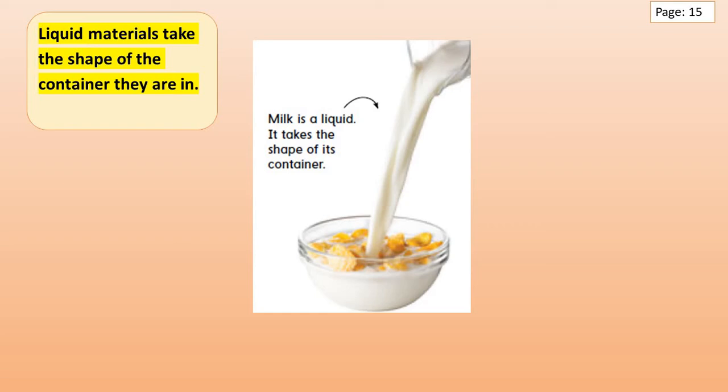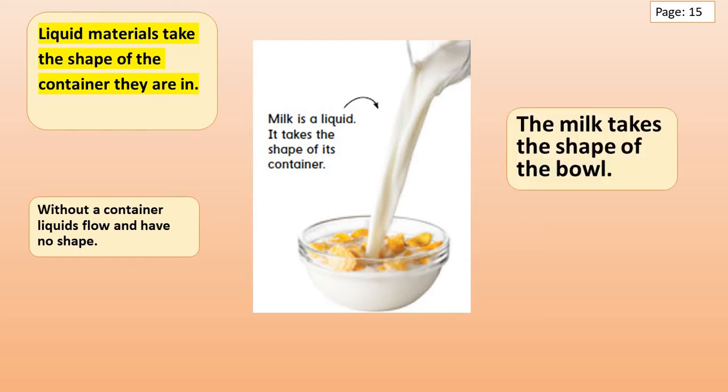So, milk is a liquid. Liquid materials take the shape of the container they are in. And without a container, liquids flow and have no shape. So, liquids take the shape of the container they are in. And since milk is a liquid, the milk takes the shape of the bowl.